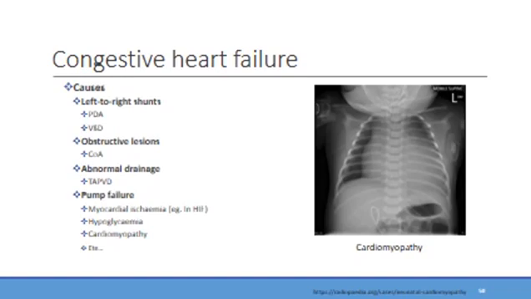The abnormal drainage would be total anomalous pulmonary venous drainage, which can be a cyanotic lesion. And lastly, pump failure, as we would see with myocardial ischemia in a baby with birth asphyxia. Hypoglycemia can contribute to pump failure due to energy depletion of the heart muscle. And lastly, then cardiomyopathy. But as you can see in the textbook, there is a very long list.